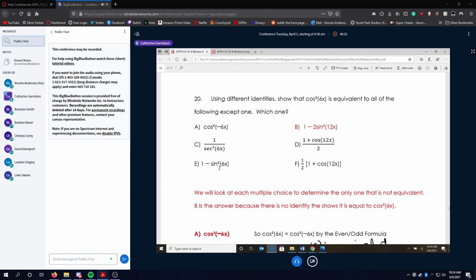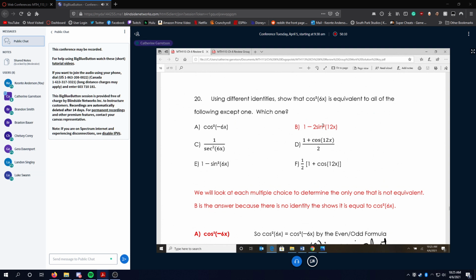Now, coming down to D, this looks like the lowering the power, or power reducing, identity, because it was a square and now it's not. But when you lower the power, it doubles the angle, and notice it is doubled and it has the plus. D and F are the same thing, they're just rewritten with the 1/2 in the front. So B is the answer, but let's look at why this isn't so.